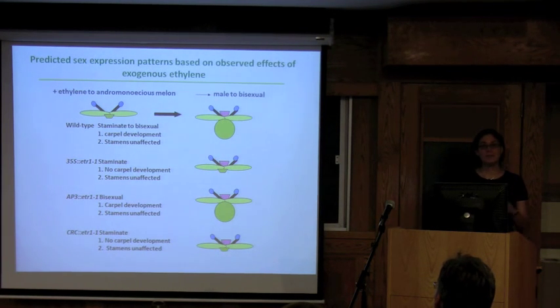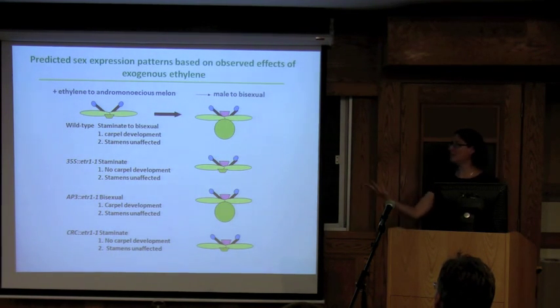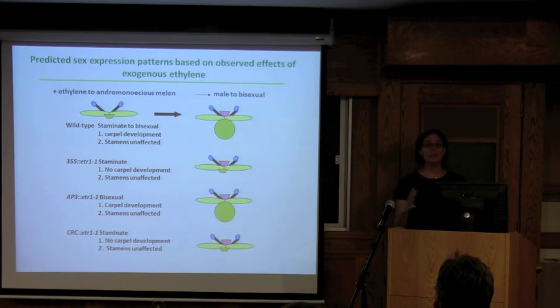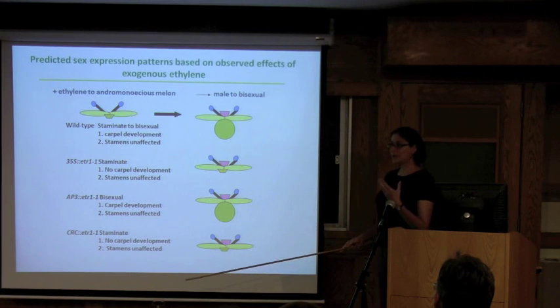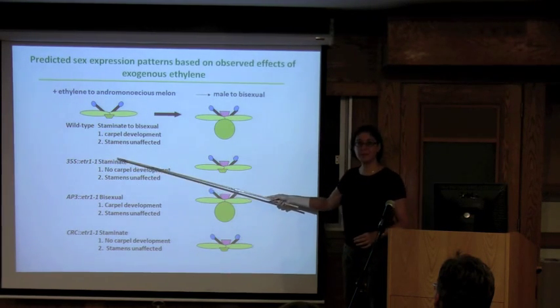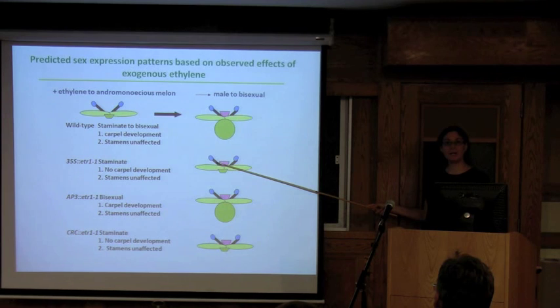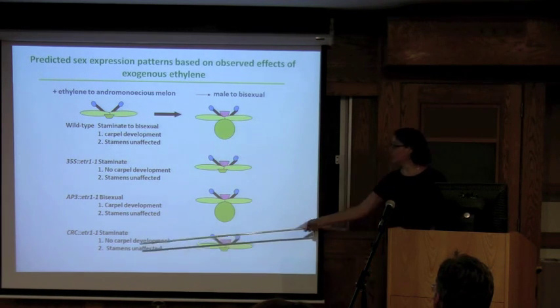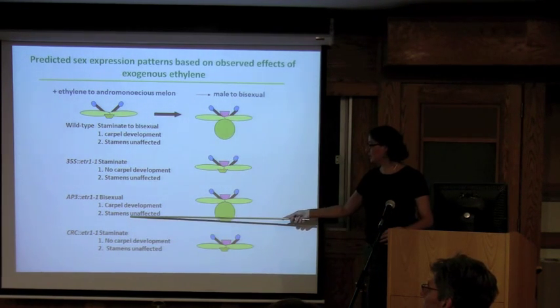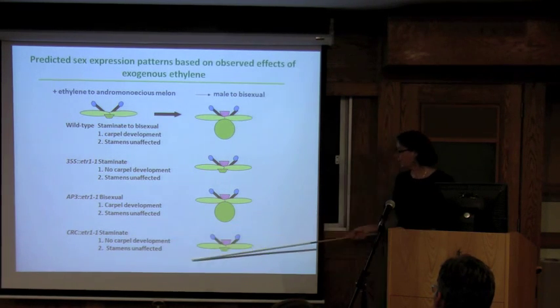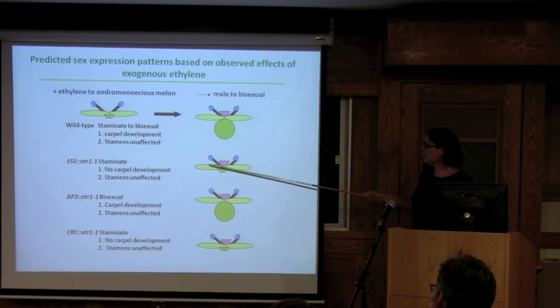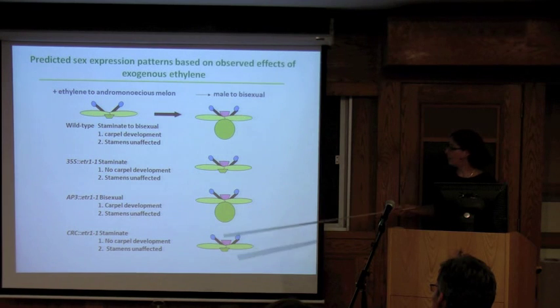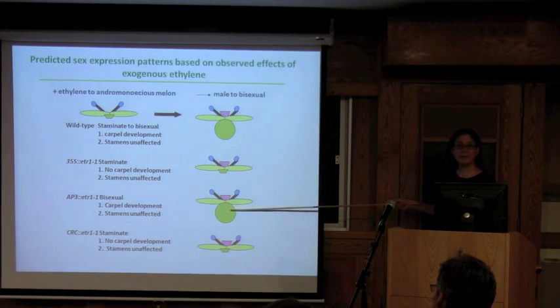Now, we had predicted that if we inhibit perception, because we know that if we spray silver nitrate and inhibit perception, we'll inhibit carpel-bearing bud formation. So we predicted that if we constitutively inhibit ethylene perception, we would lose carpel-bearing flowers. We also predicted that if we inhibited perception in the carpel primordia, we would inhibit development of carpel-bearing buds. But if we inhibited perception in the stamen primordia, we would not have an effect on floral development.